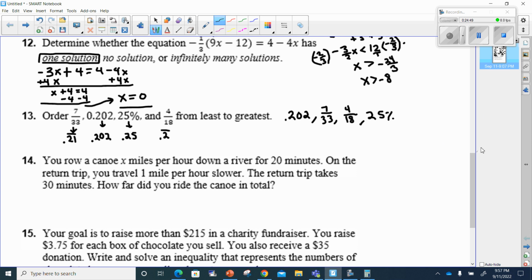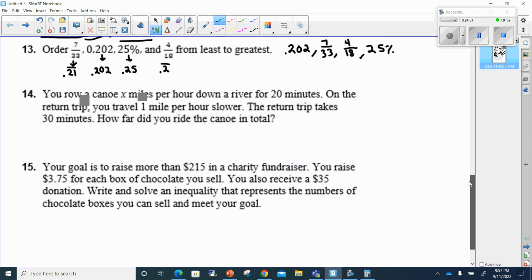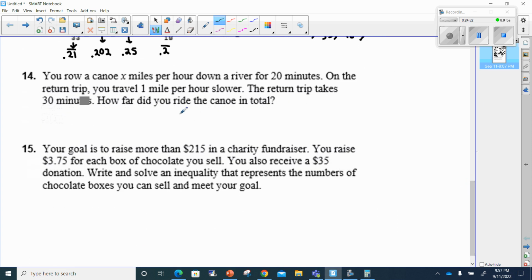All right, let's go on to number 14. You row a canoe x miles per hour down a river for 20 minutes. On the return trip, you travel 1 mile per hour slower. The return trip takes 30 minutes. How far did you ride the canoe? All right, number 14, kind of tricky.